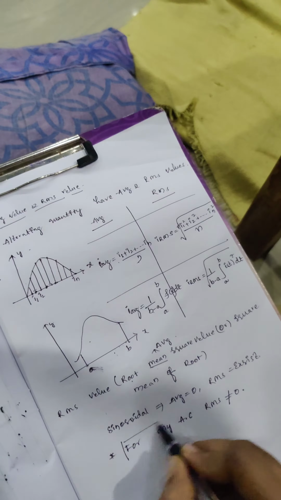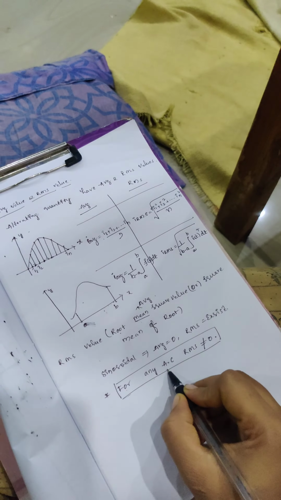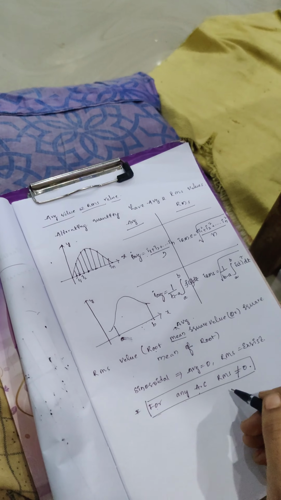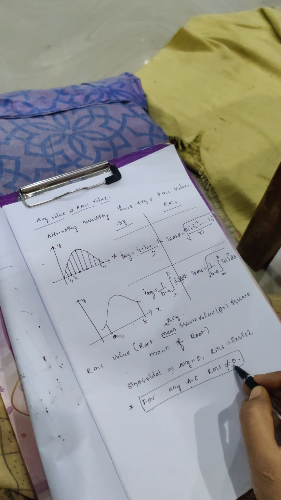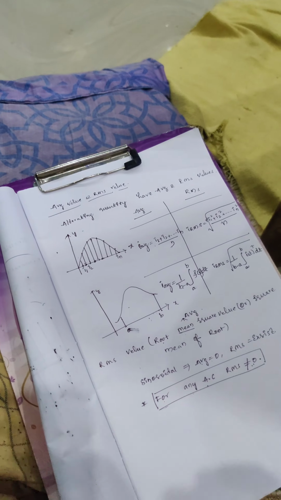You have to remember this important point. For any alternating quantity, it may be trapezoidal, square or triangular waveform, the RMS value is never equal to 0. The average value may be 0. You have to remember this.